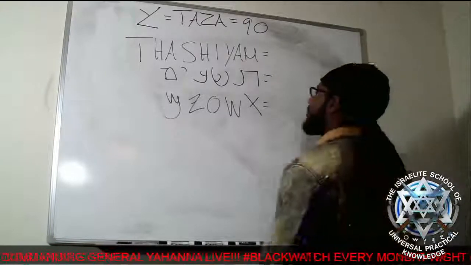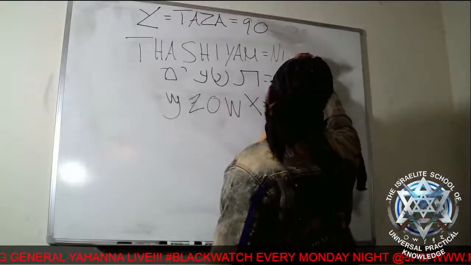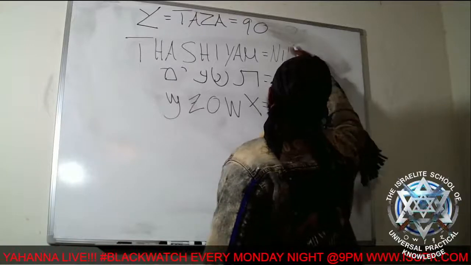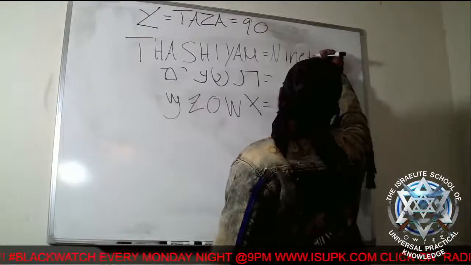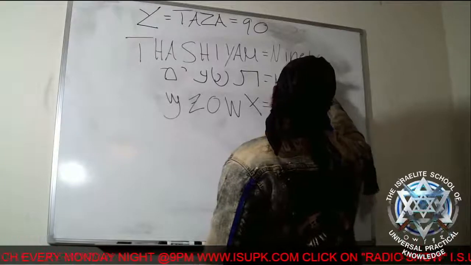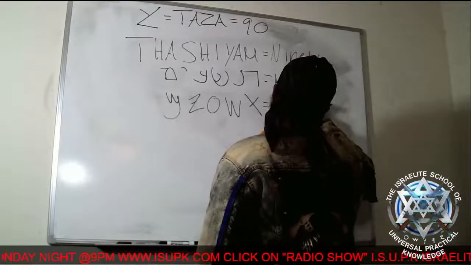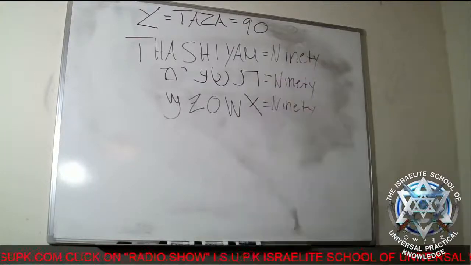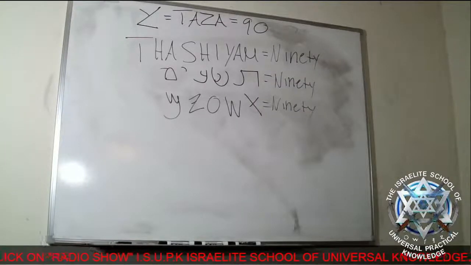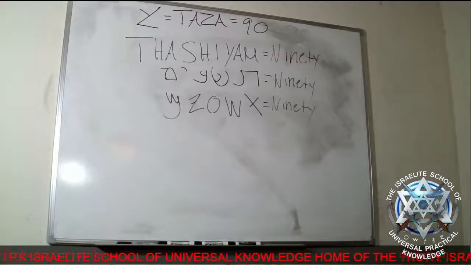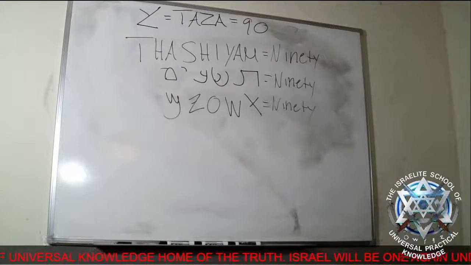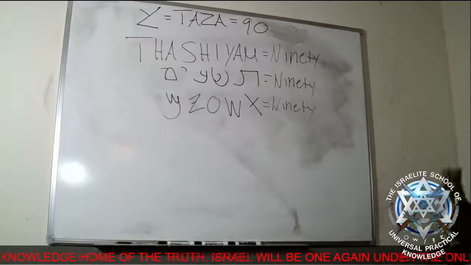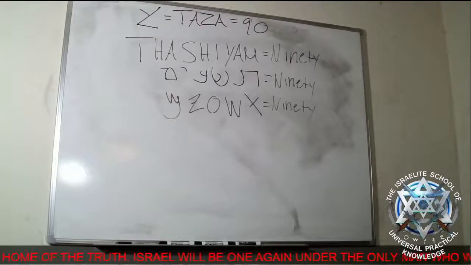So what we have on the board is the number 90, which is the Shayim. The Shayim, which is Tazah. Your Tazah is 90, which is the Shayim.